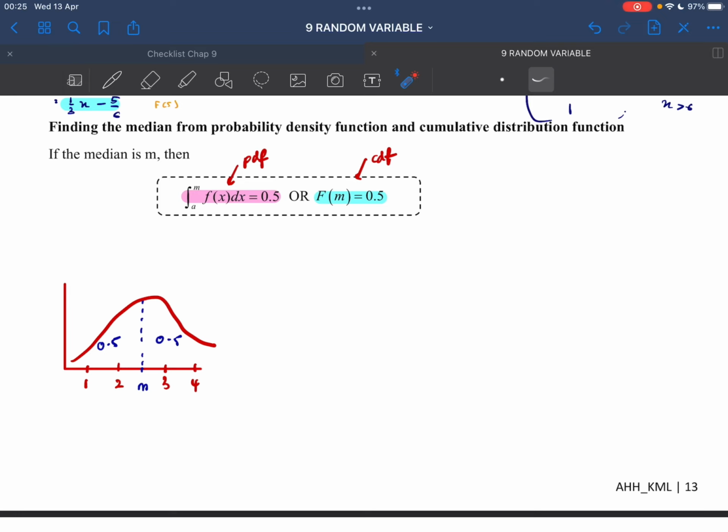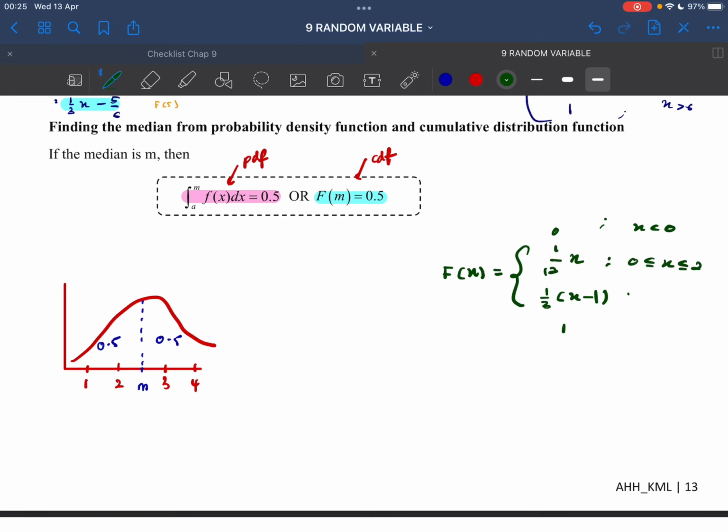Okay, if you are given CDF, let's see, if you are given F(x), remember CDF is capital F. Let's see if I have a function: 1 over 12 x, 1 over 3 (x minus 1), 1. So here we have x less than 0, here we have 0 to 2, here we have 2 to 4, here we have x greater than 4. For example, if you have PDF, you just integrate from negative infinity, in this case just 1, to m, which is 1 to m, your f(x) equals 0.5.